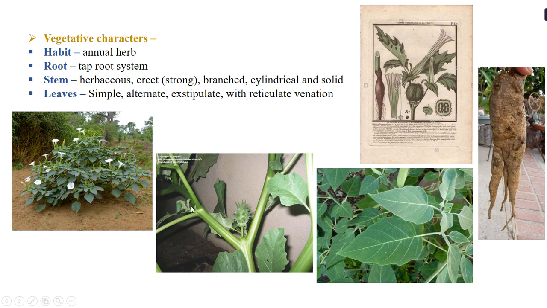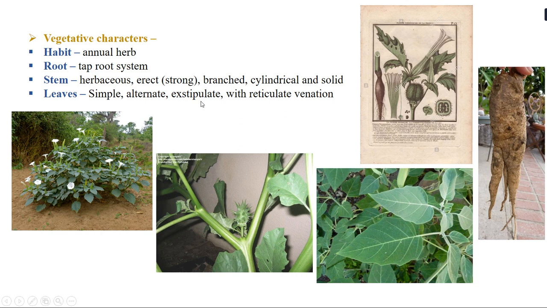Coming to the stem, see this picture over here. The stem is herbaceous, erect and strong, cylindrical and solid. Okay. Leaves are simple, alternate to each other. They arise alternate to each other. So if you can see, one leaf is arising from this side, the other is arising from this side. One again is arising from this side and the other one is from this side. They are alternate to each other.